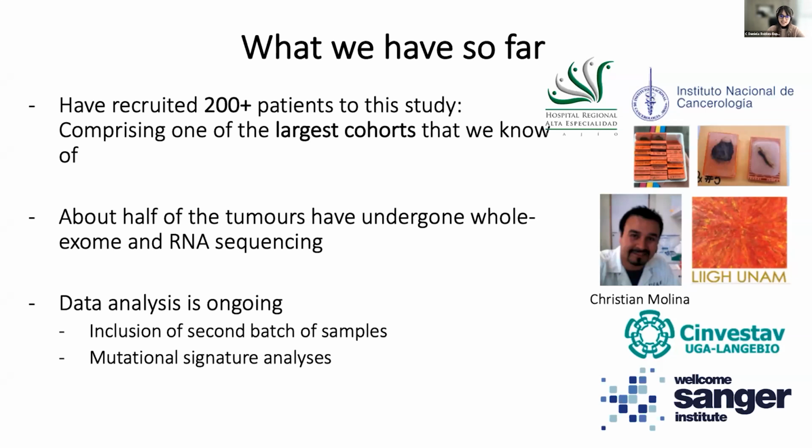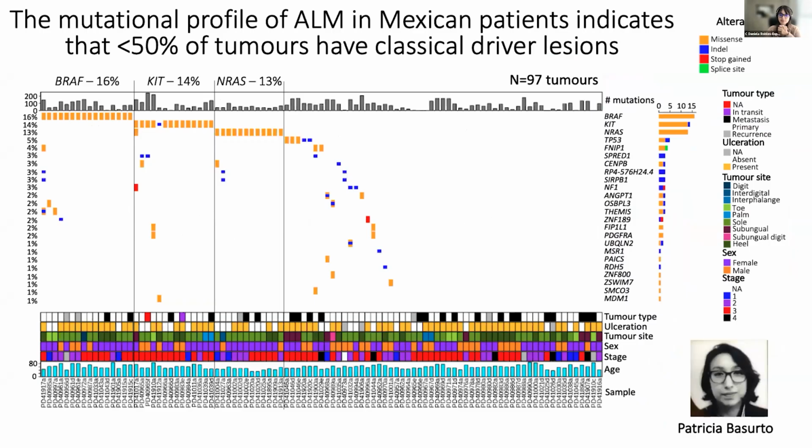But first, I'd like to tell you a little bit about what we've learned. This is work done by Patricia Basurto, who's a PhD student in our lab. What we see here from the half of the data that we have already is that the mutational profile of Mexican acral melanoma patients indicates that less than 50% of these tumors have classical driver lesions. Only 16% of these tumors have BRAF mutations, 13% RAS, and 14% KIT.